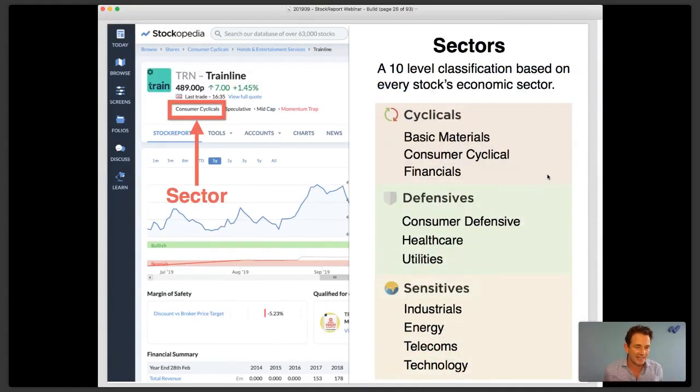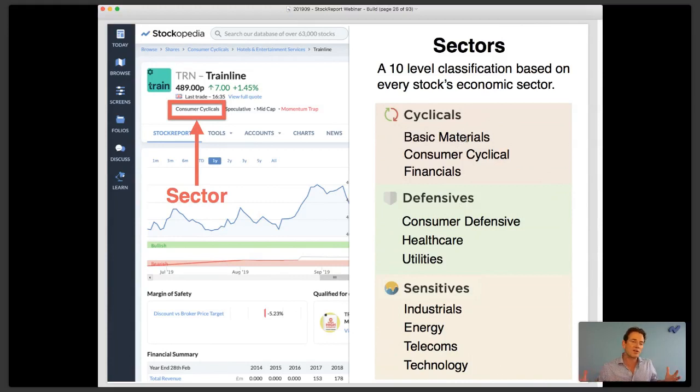Anyway, going into them in a little bit more detail. Firstly, the sectors. We have 10 sectors which are broadly categorized in 3 super sectors: cyclicals, defensives, sensitives. And each of these 10 sectors are spread across them.